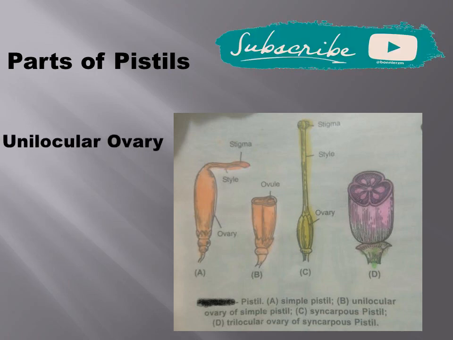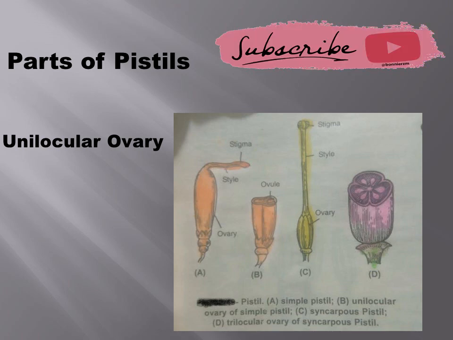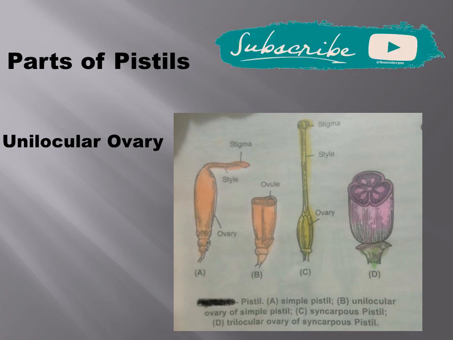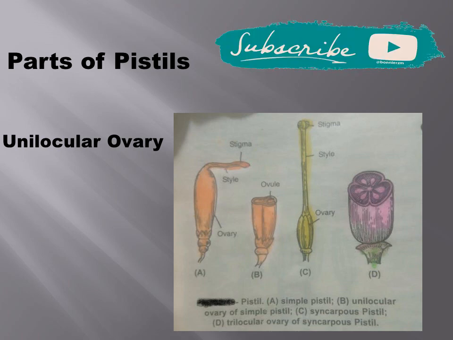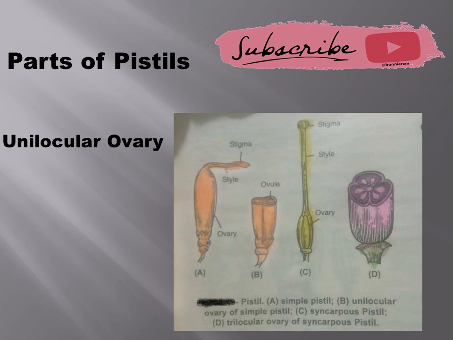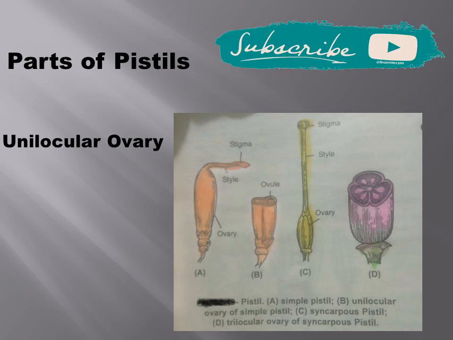The ovary has one or more chambers inside. Each chamber contains one to many ovules. The ovary having one chamber is called the unilocular ovary.